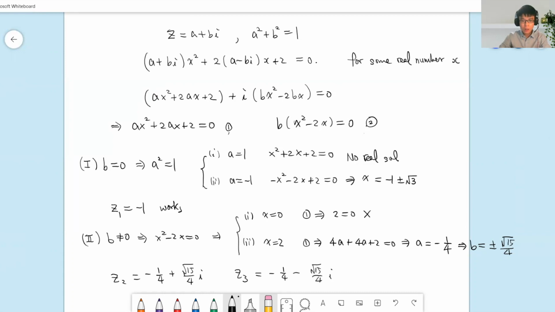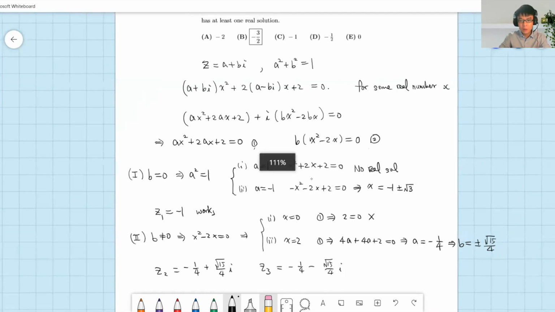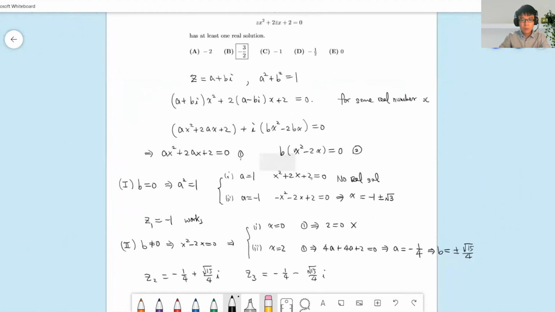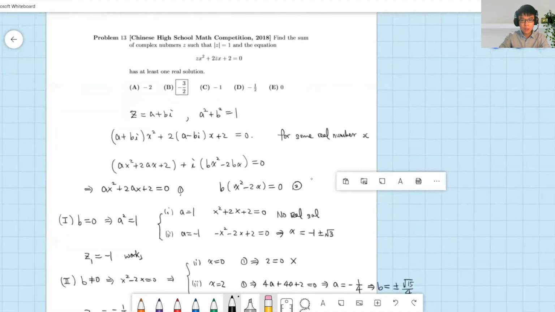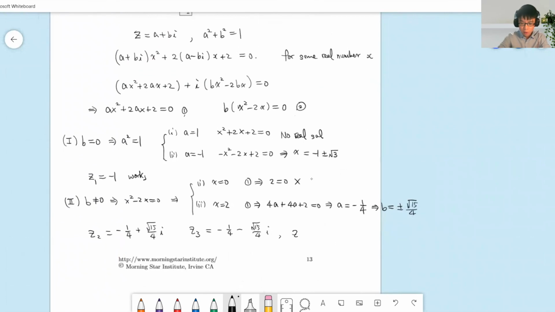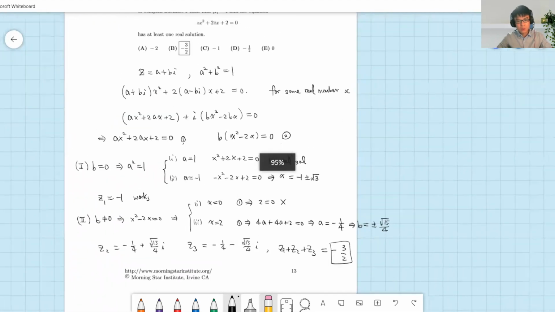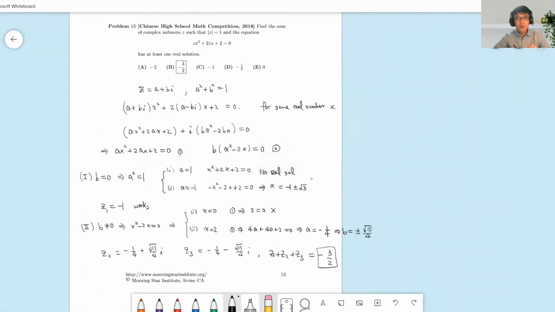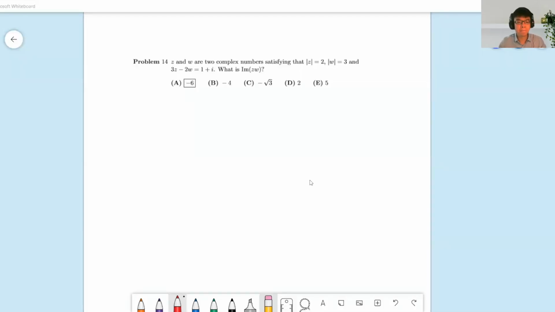So the question here asks for the sum of z. Find the sum of all z. So the sum of all z is z1 plus z2 plus z3, and it's a real number, minus 3 over 2. So the answer to this question is minus 3 over 2. Question 14.